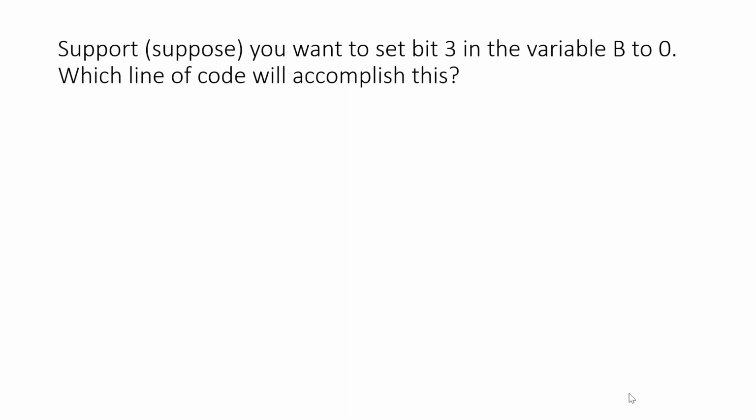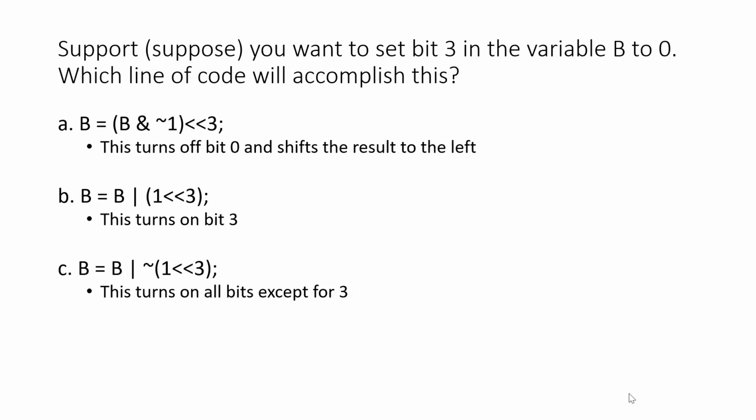Suppose, well, I was supposed to say suppose, that was a typo. But I assume you all knew what I meant because no one asked about that. You want to set bit 3 in variable b to 0. Which line of code will accomplish this? There are 4 options here.